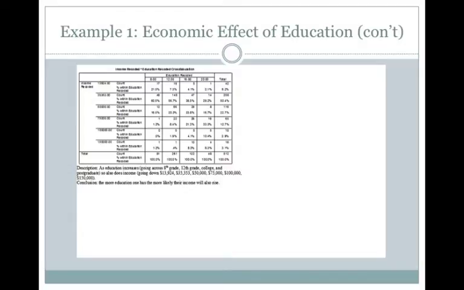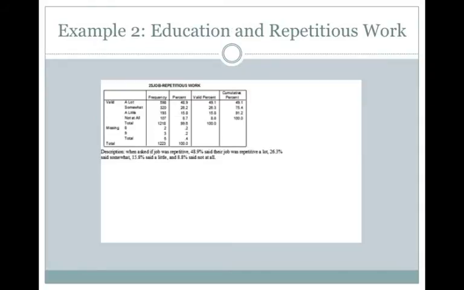And then postgraduate is going to make a huge, significant difference in terms of where the bulk of the cases lie, which is actually around $75,000 a year. So really, your chances of making at least $75,000 are quite high once you have a graduate education. So the conclusion would be, the more education one has, the more likely their income will also rise.